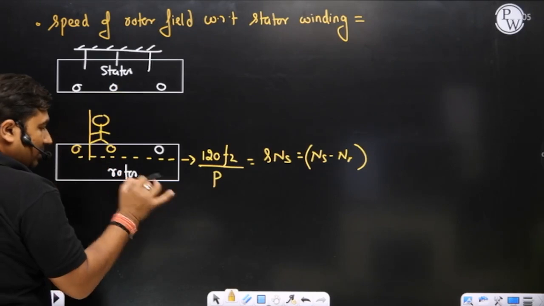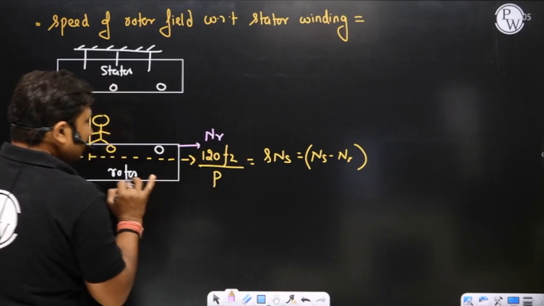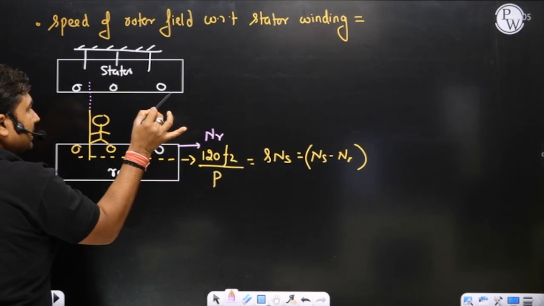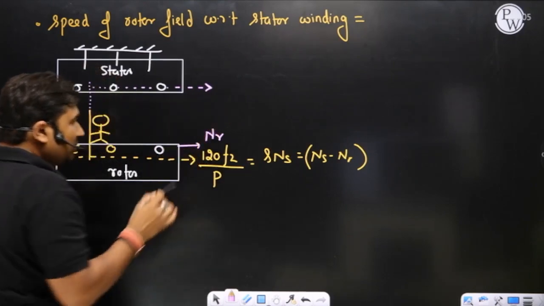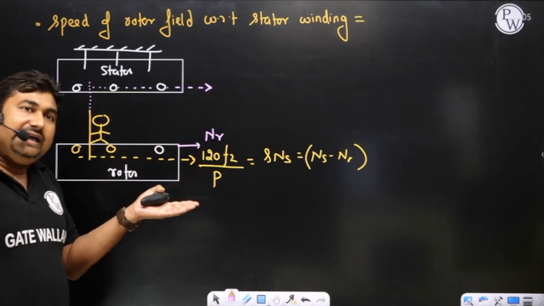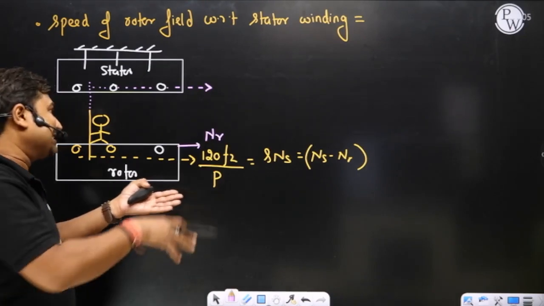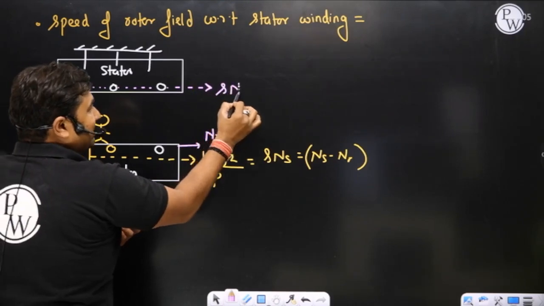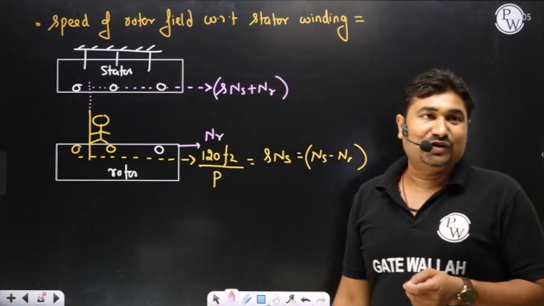Sir, stator is stationary, rotor is moving, rotor body is moving at this particular time at a speed of NR. Yes, sir. So what is the speed of rotor field with respect to stator winding? Sir, rotor field is moving on the rotor body at a speed of SNS. Rotor body itself moving at a speed of NR. So with respect to stationary stator, rotor field is moving at a speed of SNS plus NR. Are you able to sense this? Please tell me if you are able to analyze this.